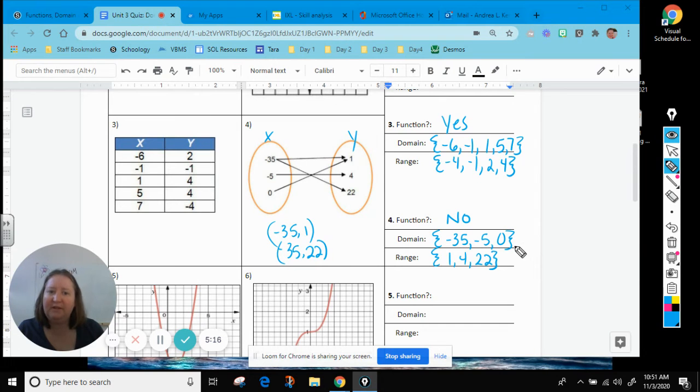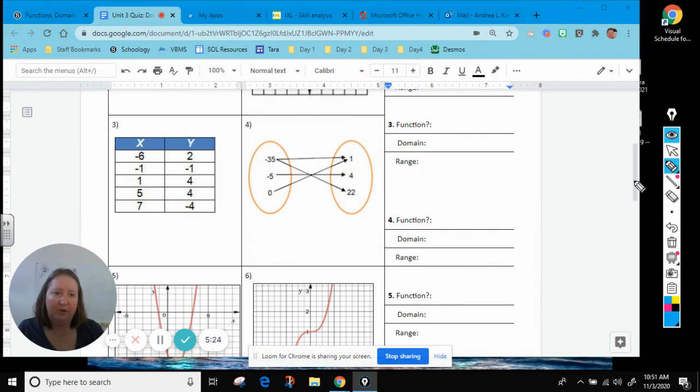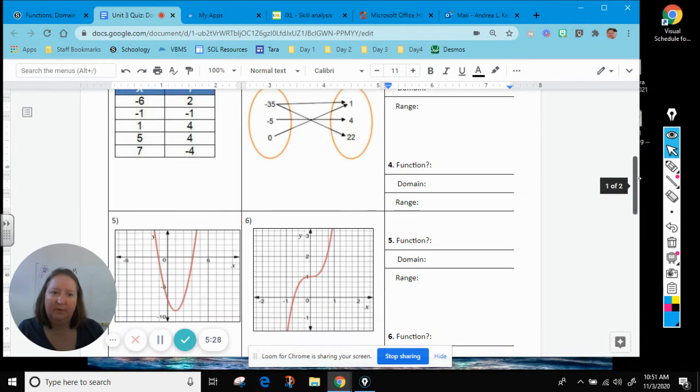Okay, so curly brackets, don't repeat repeaters, least to greatest. That's what you have to remember on all of these. You can always pause this video, but I am not going to pause. I'm going to keep going to make it as short as possible.